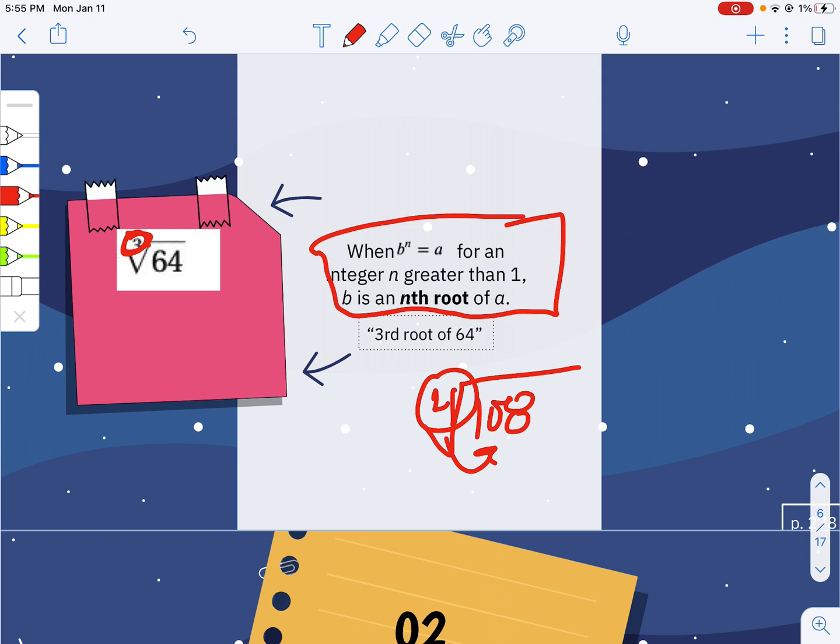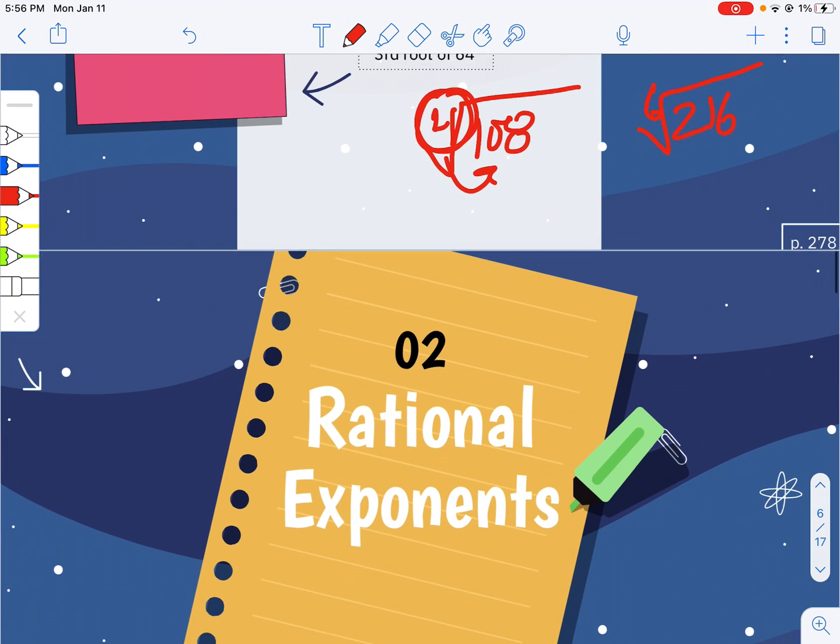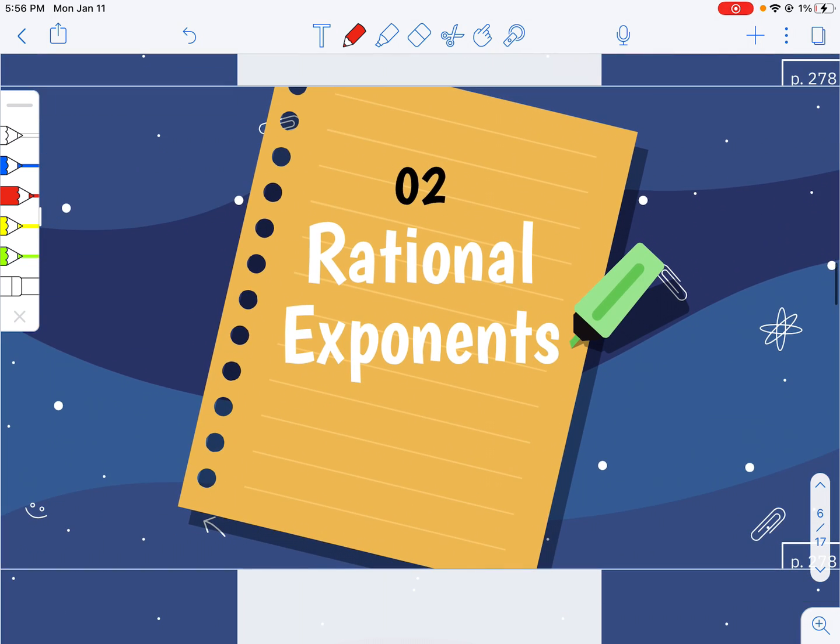When we have something like this, technically there's an imaginary 2 here. That's why we call it the square root. We never really write that 2, and we just call it the square root. The next with a 3, that would be the cube root. But then once we get into these numbers like 4, 5, 6, that would be the 4th root of 108, or the 6th root of 216. So that's just a little bit of language there.